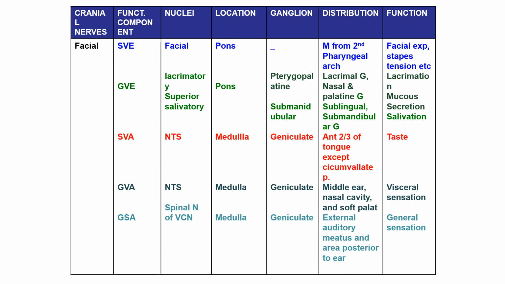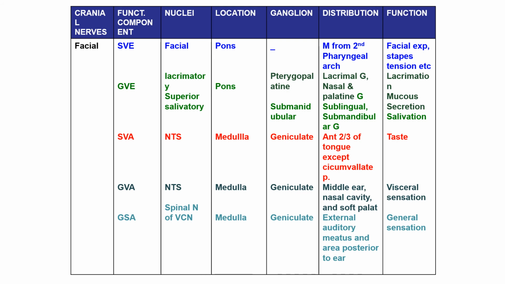The last component of this cranial nerve is the general somatic afferent component. The nucleus is the spinal nucleus of the trigeminal nerve, which is located in the medulla. The ganglion concerned is the geniculate ganglion. It is distributed to the external auditory meatus and the area posterior to the ear and carries general sensation from these regions.